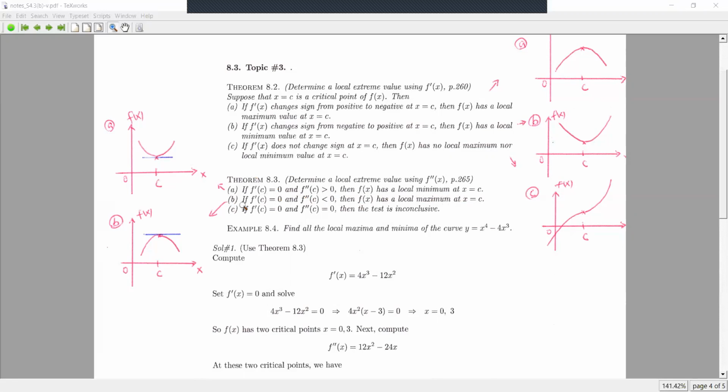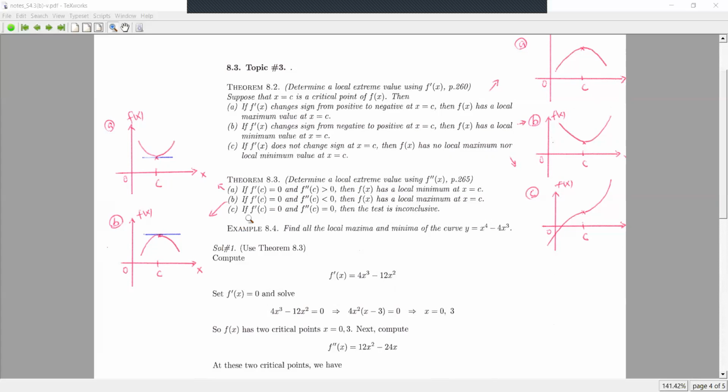Now B. If the derivative is 0 at the point C, the tangent line is horizontal. And the second derivative at the point C is less than 0. Second derivative less than 0 means the graph of the function is concave down. So this condition says that at the point C, the graph of f is concave down. Therefore, the function f has a local maximum at the point C in this case.